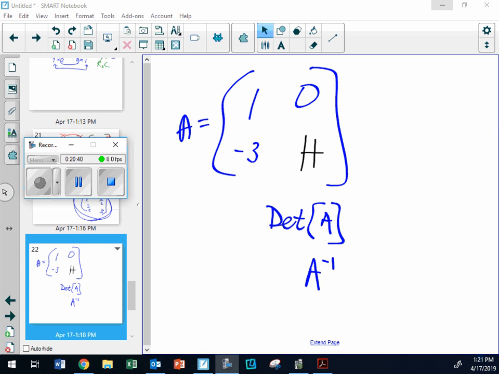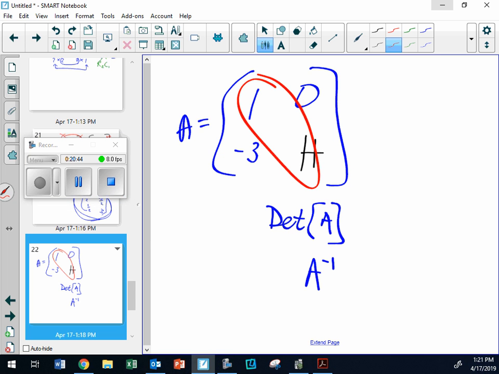Okay, so I hope you remember the determinant was that times that, which is H, and that times that, which is 0, and then you add them or subtract them? You subtract them. Because this is a 0, it really didn't matter. The determinant was just H.